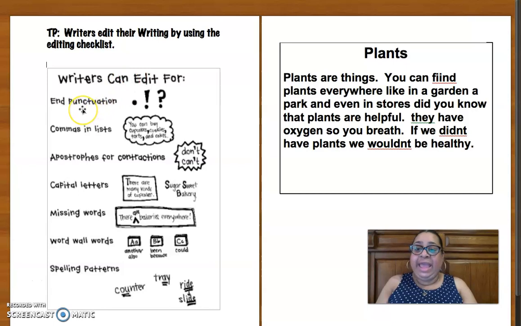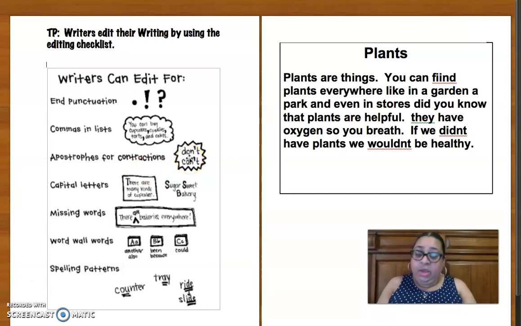Writers can edit for ending punctuation. What do we put at the end of our sentence? A period, an exclamation point, a question mark. We can edit by making sure we have a comma if we're listing different things. Apostrophes for contractions. Like if I'm writing the word don't, forget apostrophe T, or wouldn't, don't forget apostrophe T.